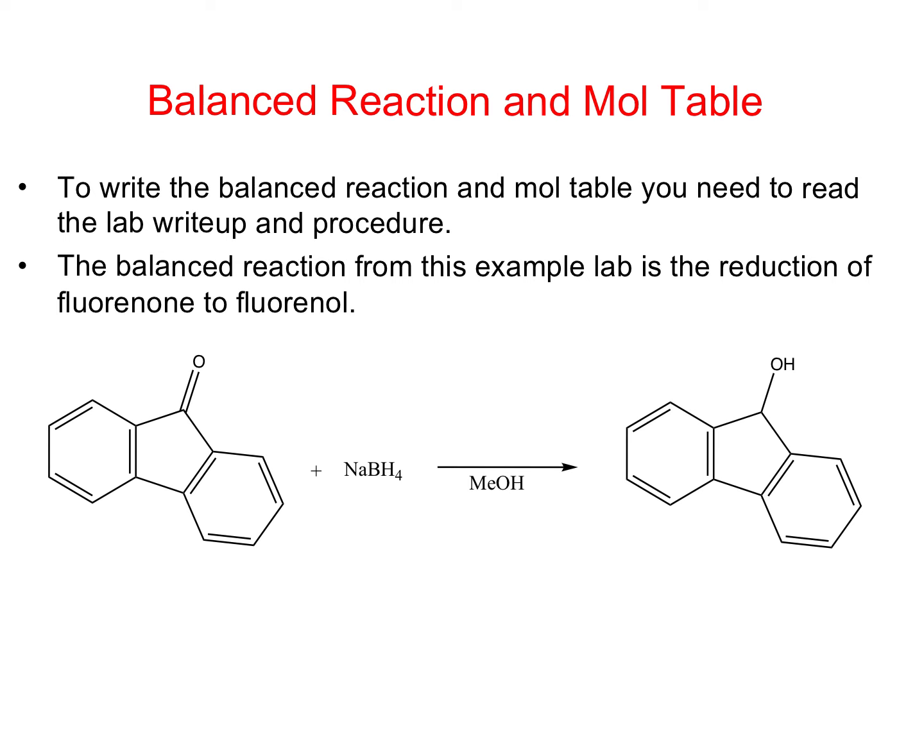For this example lab that we're doing, the reaction that they're doing is the reduction of fluorinone into fluorinol. And this balanced reaction is actually given in the introduction to the lab. The only difference is in the way it's written in the lab, the sodium borohydride is also written on the arrow. I've chosen to write it this way because that's going to make it easier to make our mole table, as we'll see in the next couple of slides. All right, so this would be the balanced reaction for this experiment.